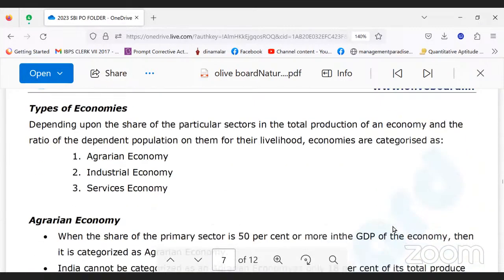Good. Now, continue. Types of economies. Depending upon the share of the particular sector in total production of an economy and the ratio of the dependent population on them for their livelihood, economies are categorized as agrarian economy, industrial economy, and services economy. Very good.